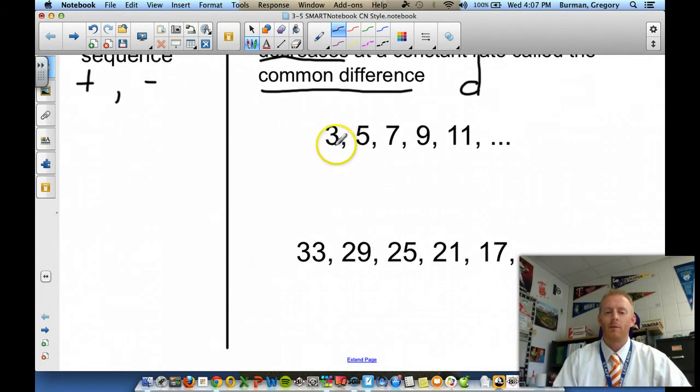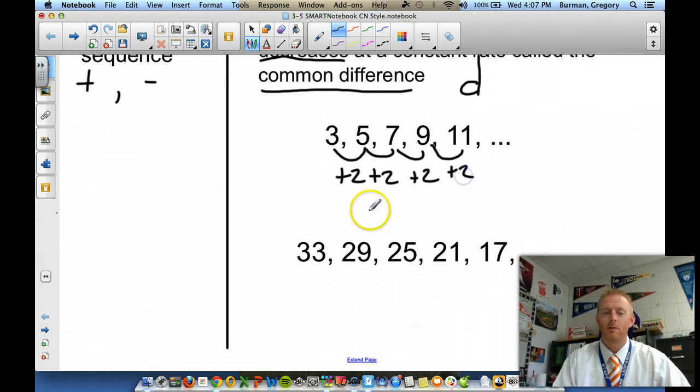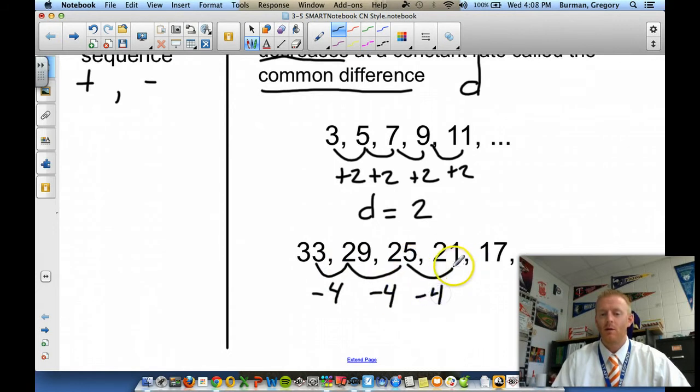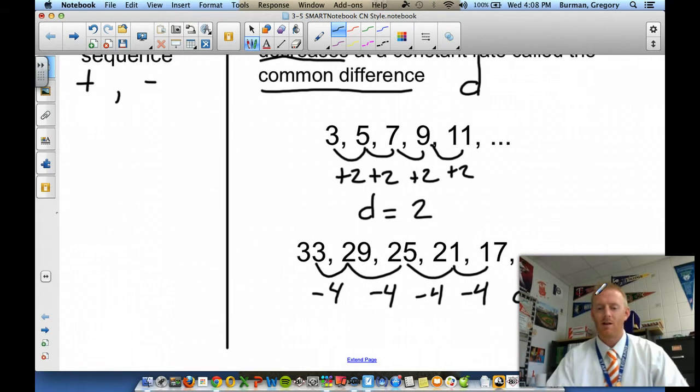Now here's an example, or two examples. From here to here it goes up by 2, up by 2, up by 2, up by 2. So my common difference is then 2. This one's going down by 2, 4. Oopsies. Down by 4, down by 4, down by 4. So D in this case is a negative 4. So it's important that we have that stuff in our brains.